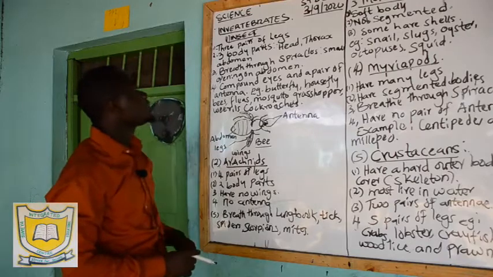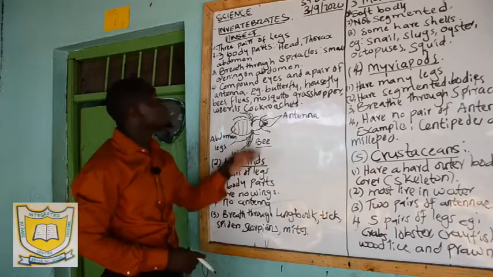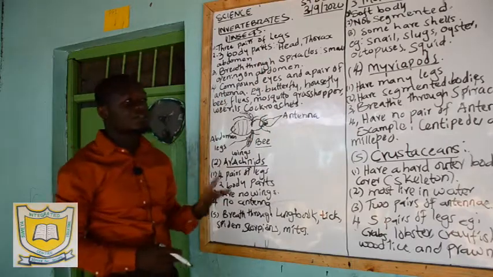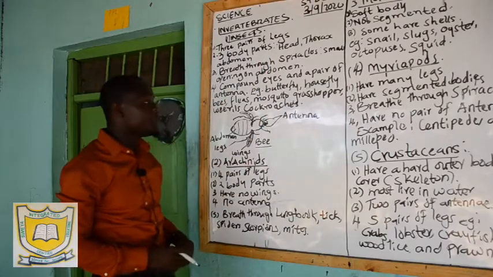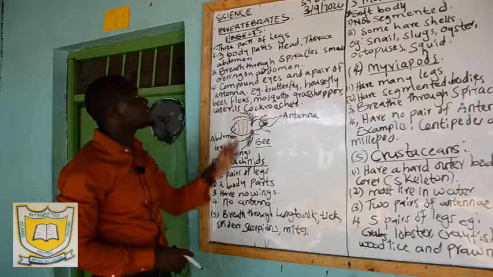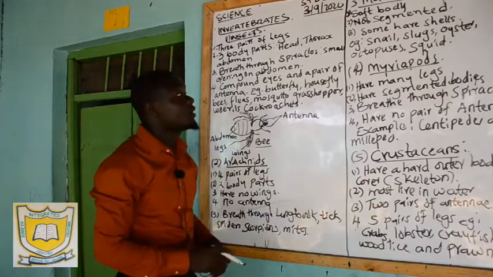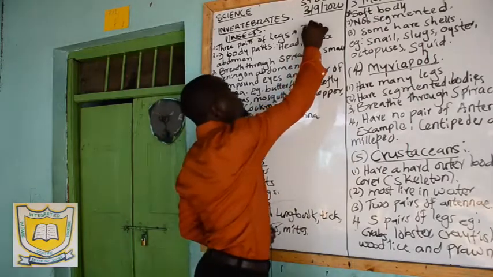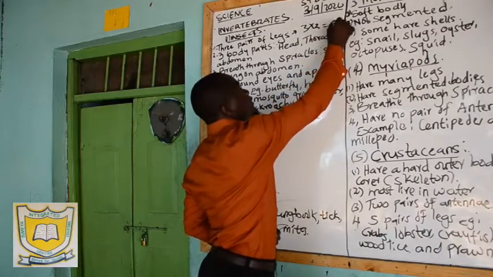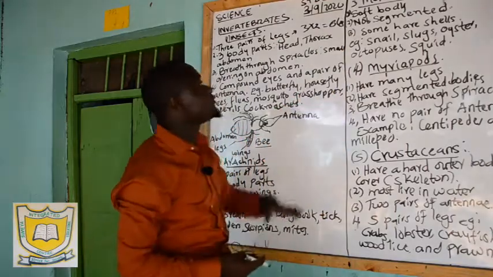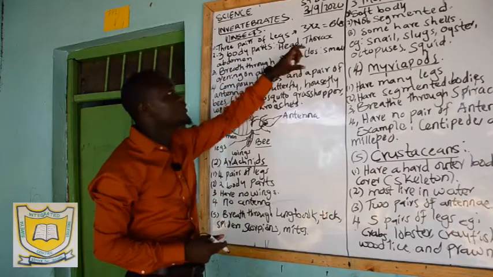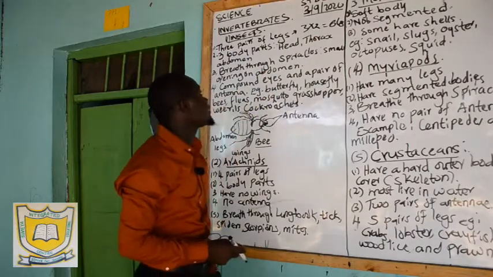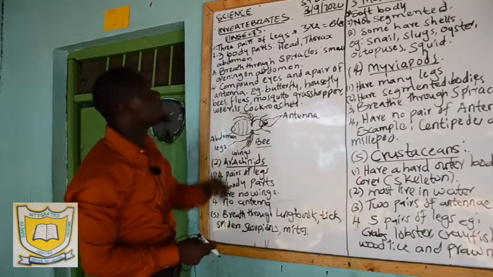We are going to start with the insects. When you talk about insects, most of you understand what an insect is. The characteristics of insects, for example a bee: number one, it has 3 pairs of legs. 3 pairs of legs means 3 times 2, which gives you 6 legs. So it is 2, 2, 2 in each pair, totaling 6 legs. All insects have 6 legs.